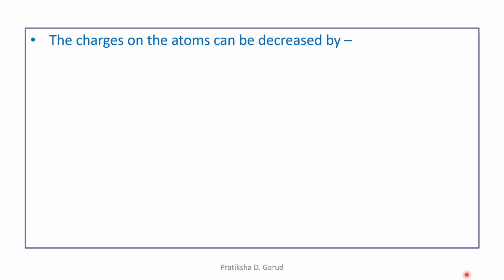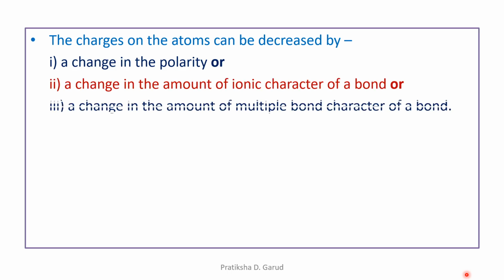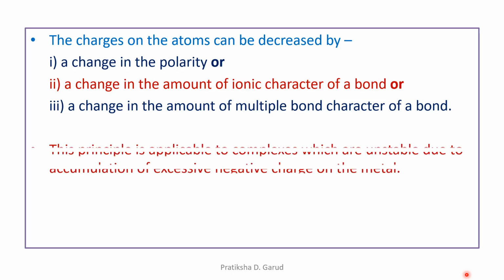The charges on the atoms can be decreased by a change in the polarity, or the second one, a change in the amount of ionic character of a bond, or a third one, a change in the amount of multiple bond character of a bond.